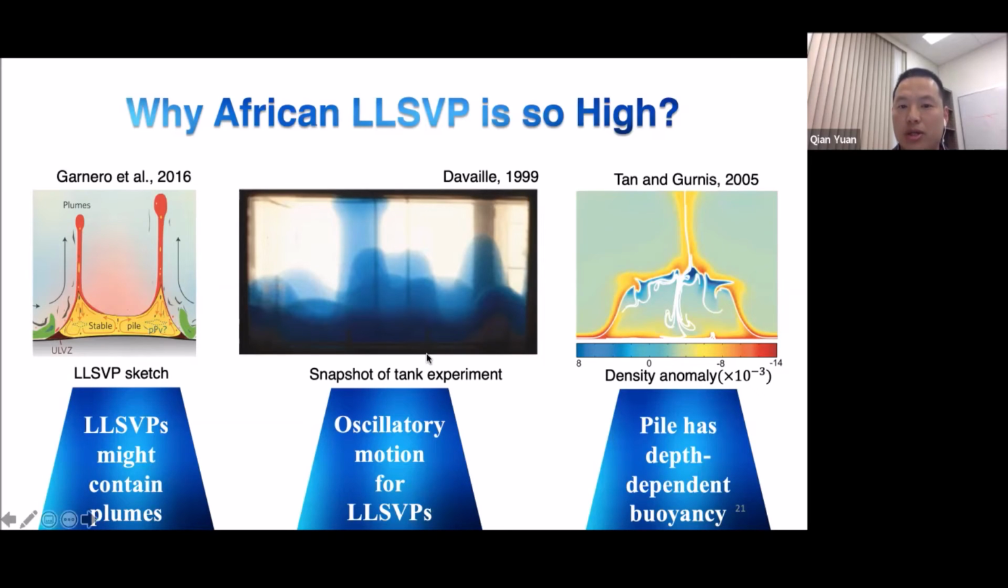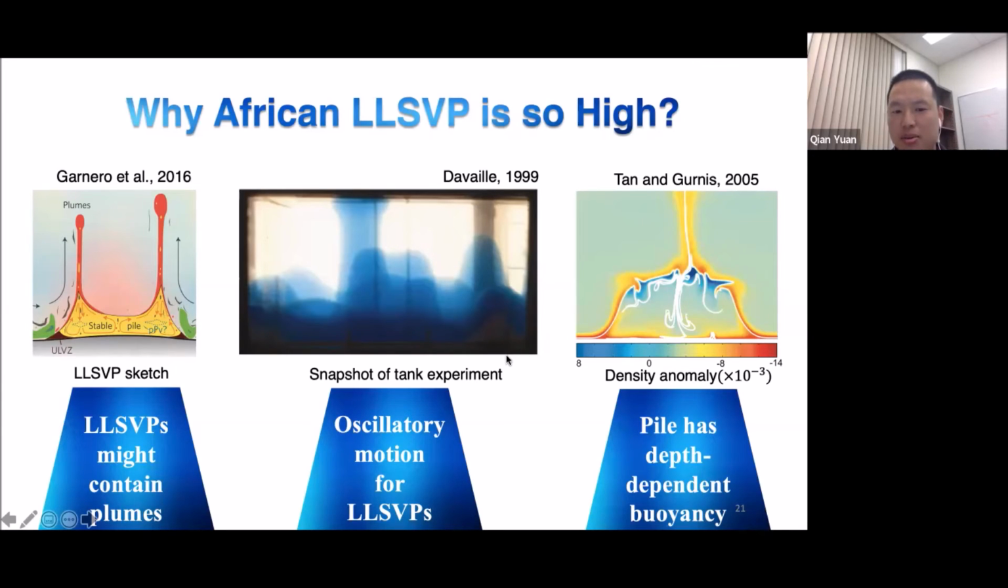Another one is a classical study by Davaille, published in Nature 20 years ago. In their model, they did real tank experiments. The pile can rise and fall by itself, just by thermal evolution. But at that time the volume of LLSVP was still not clear, so they used a very large volume, like 20% or 30%. And you can see the bottom of the pile seems to be connected together.